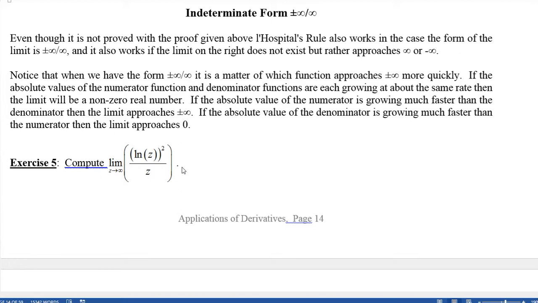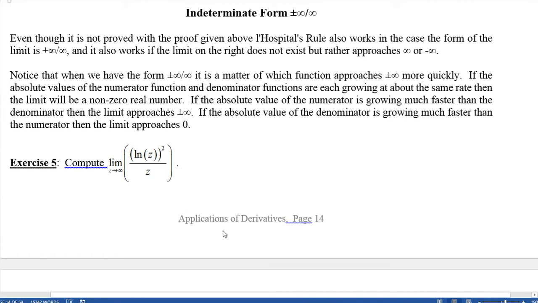Once again, I'm going to give you a couple of functions. You work them out, and then come back and check your work later. Here's the first one I'd like you to do. Compute the limit as z goes to infinity of the natural log of z, squared, divided by z. Work that one out yourself now. Press pause.